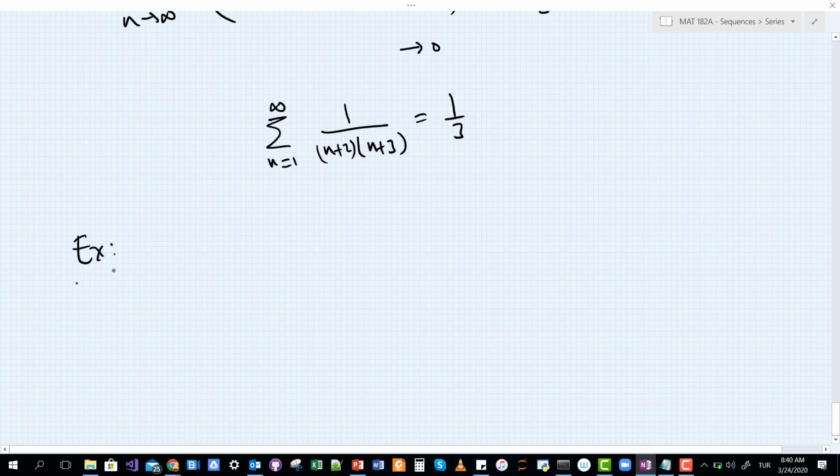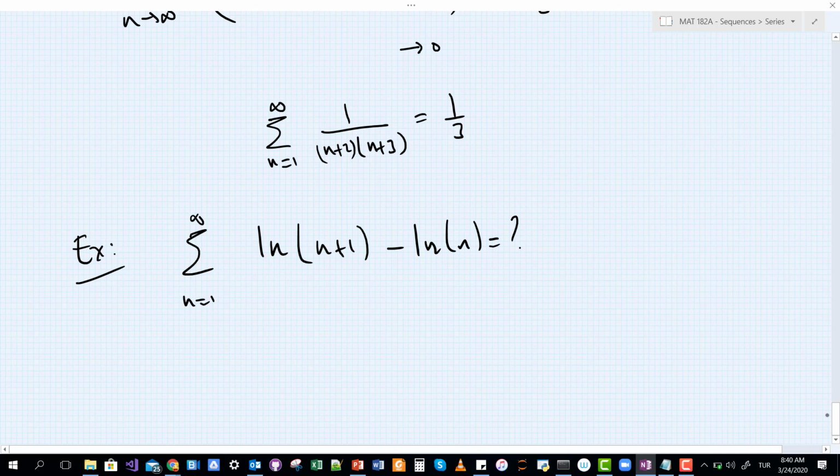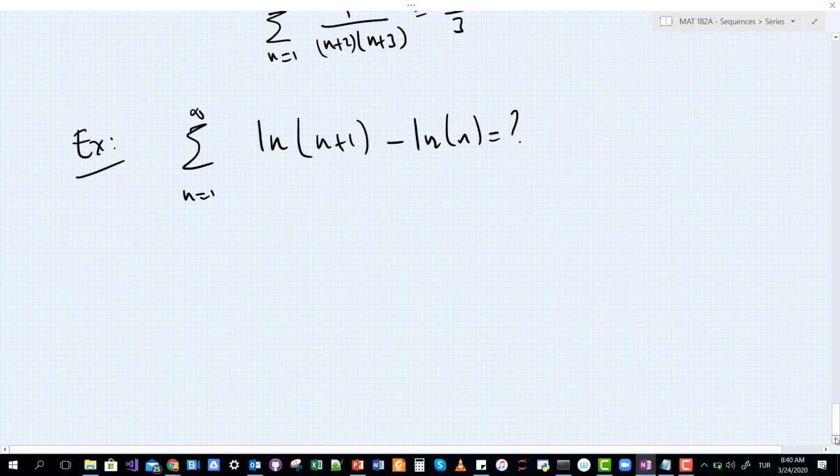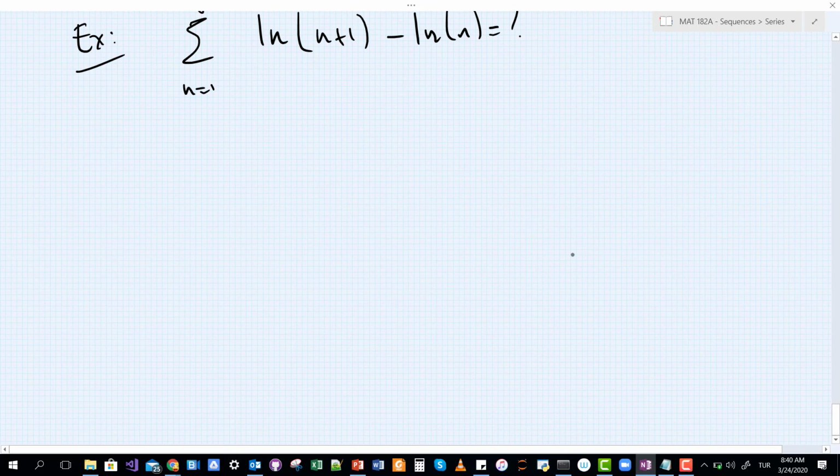Another example. This is going to be interesting since I'm going to put here the ln type of terms: ln n plus 1 minus ln n. So the question is the same. Is it convergent? If this series is convergent, what is the sum of this series? First of all, I'm going to try to find out the sequence of partial sums.